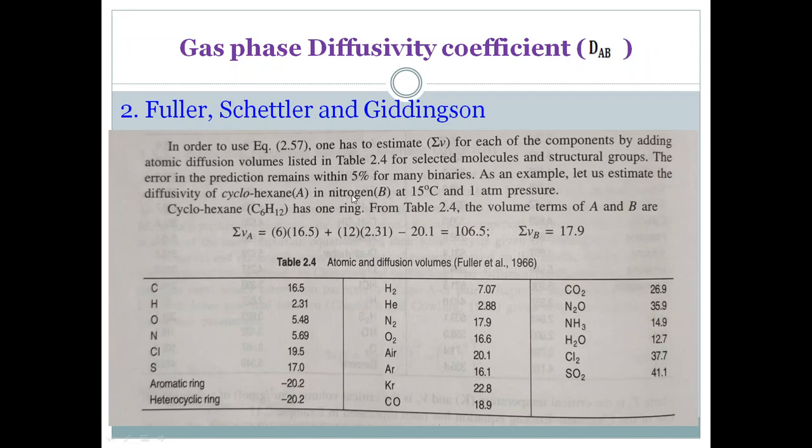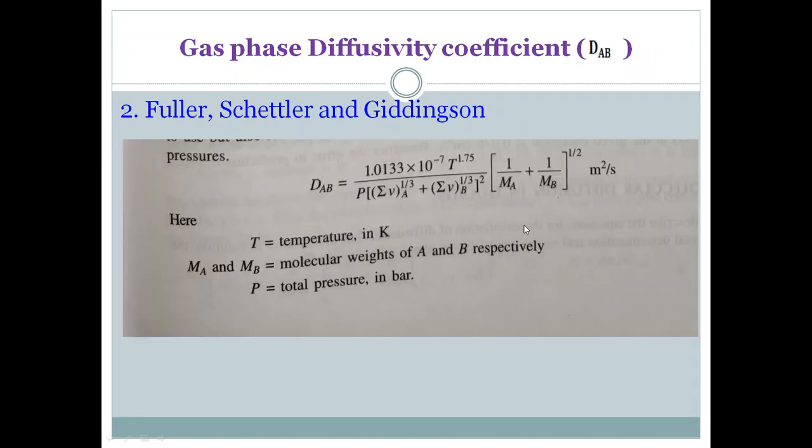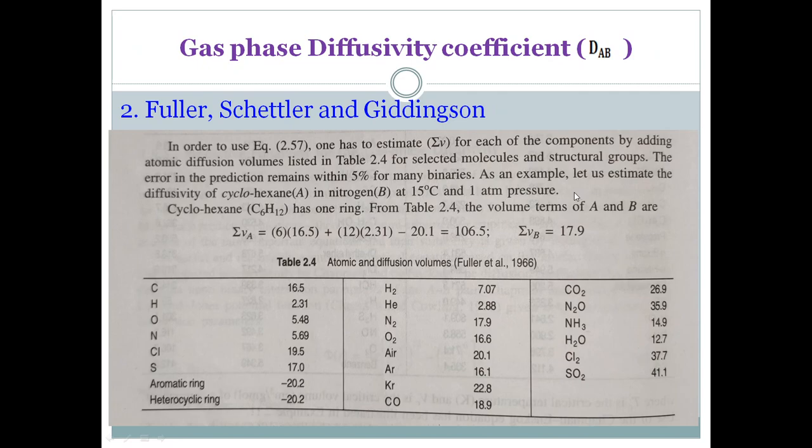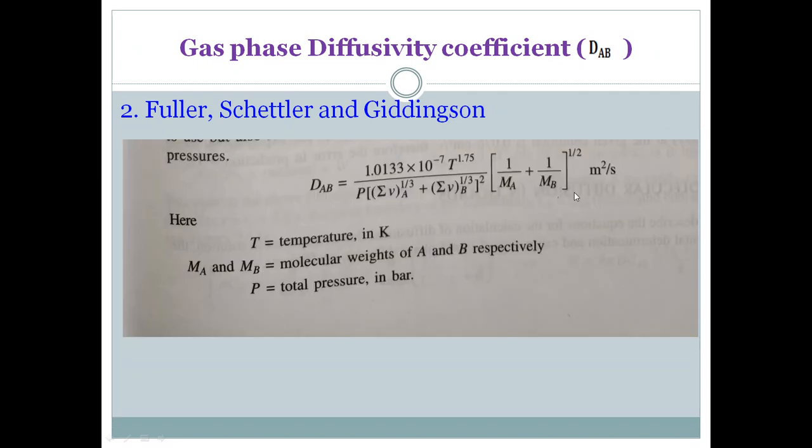Okay, nitrogen, if you see, directly we will get 17.9. So in this way you can calculate this, you put this one and then you calculate, and that will be in meter square per second. So there are two well-known empirical methods we presented here. From there you can calculate the diffusivity in meter square per second.